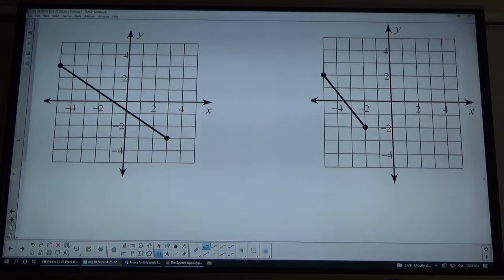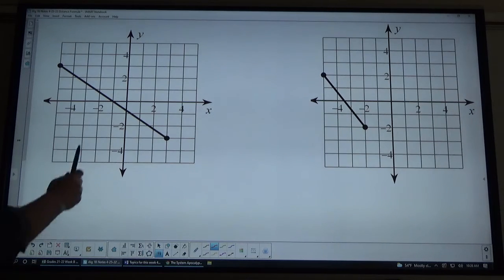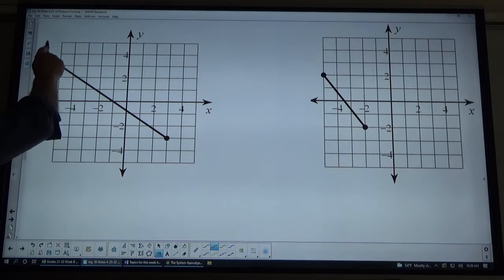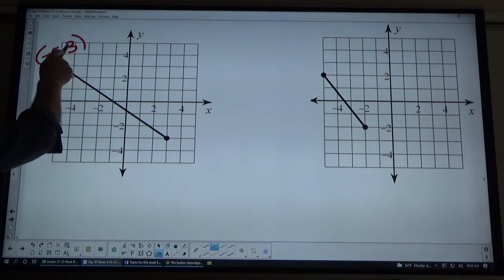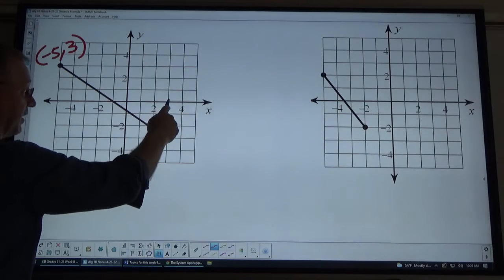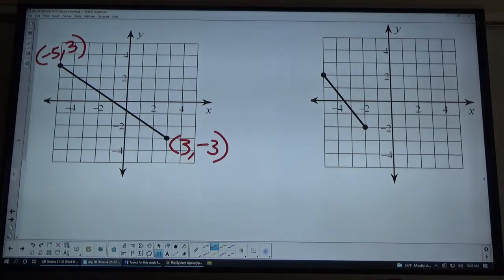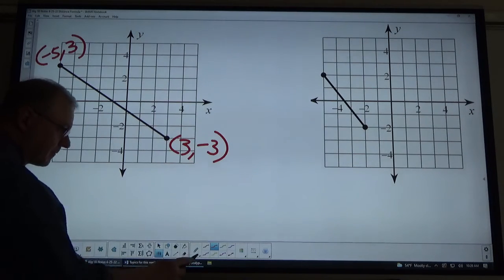Now, here's where it's a little different. I have a graph. I don't have exact coordinates written out, but the coordinates are the point, so you can count out negative 5, positive 3, and this one is positive 3, negative 3. Now you have your coordinates, go ahead and find the distance.